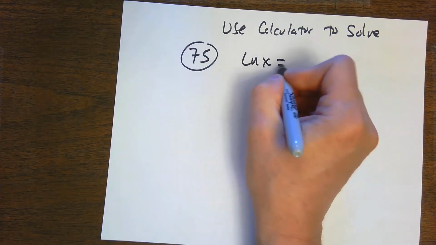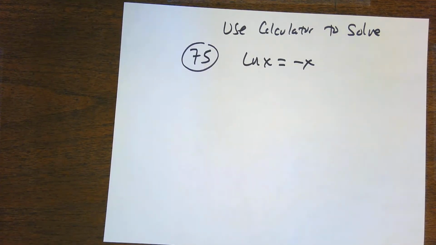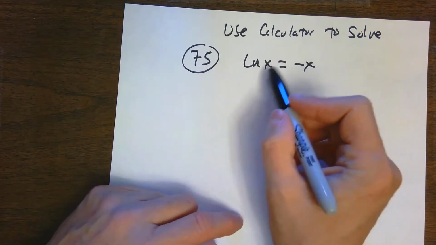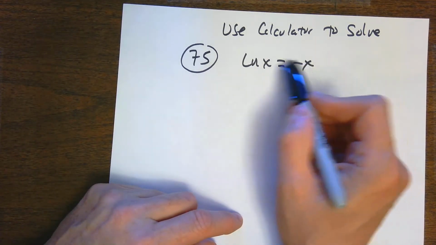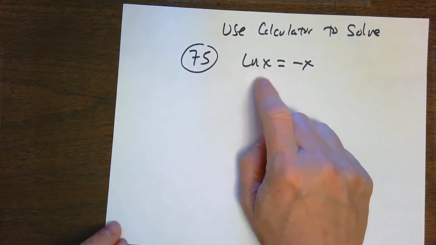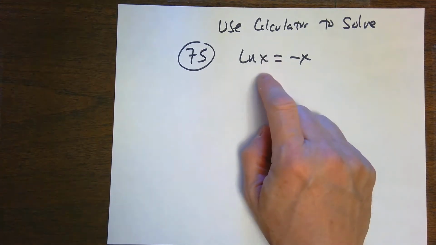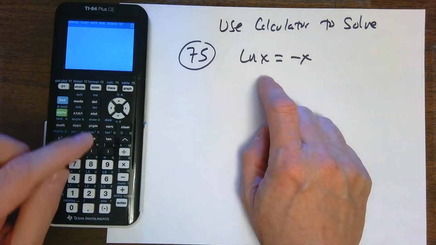Solve. The natural log of x is equal to -x, and I want to solve that. Now, why do we have to use the calculator here? Well, if I rewrite this, natural log is log base e. e to the -x equals x, and I just can't get them out. I'm always going to have e's and natural logs there, and I'm not going to be able to do this one. This one would be very, very difficult to do algebraically. So I'm going to do it using the calculator.